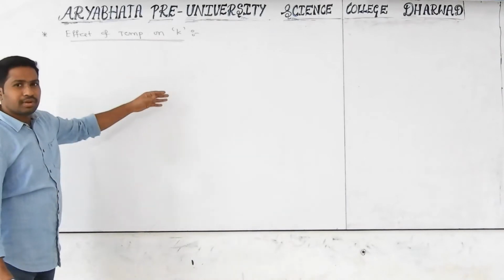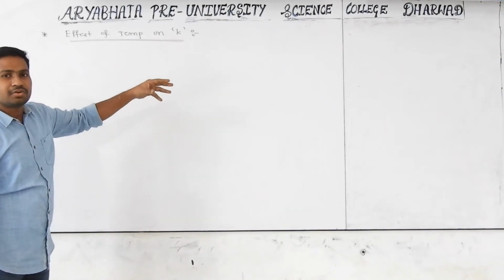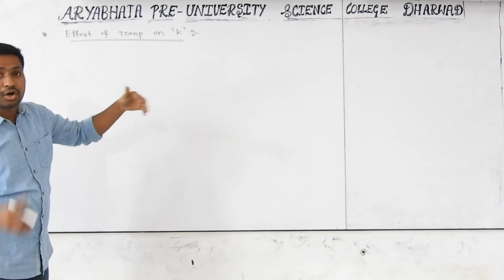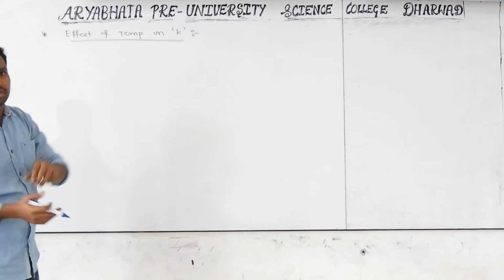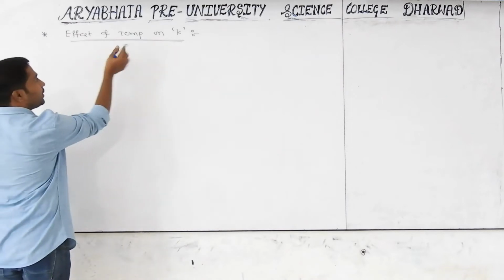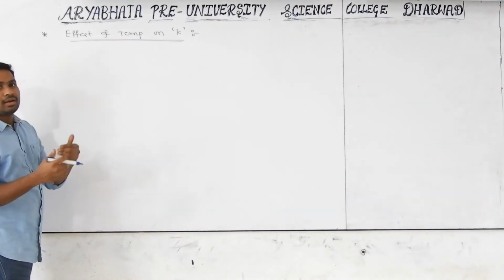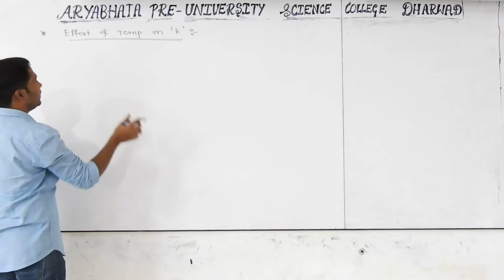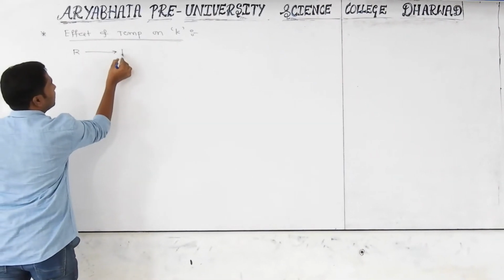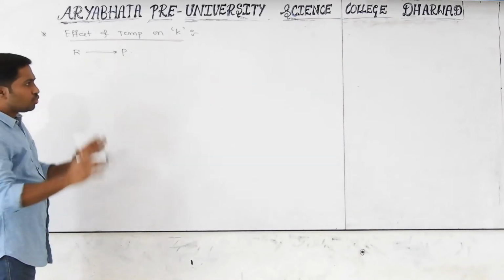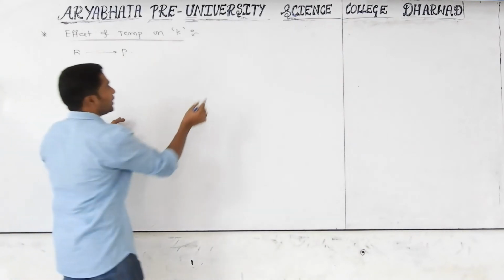Just now I told you that for every 10 degree rise in temperature, the rate constant value becomes double. I am telling you how it becomes double, up to maximum triple. I am explaining how to understand the concept very carefully: the effect of temperature on K, and indirectly on the rate of reaction. Take one chemical reaction where reactants are converting into products. So many nice points are coming, you have to observe very carefully.